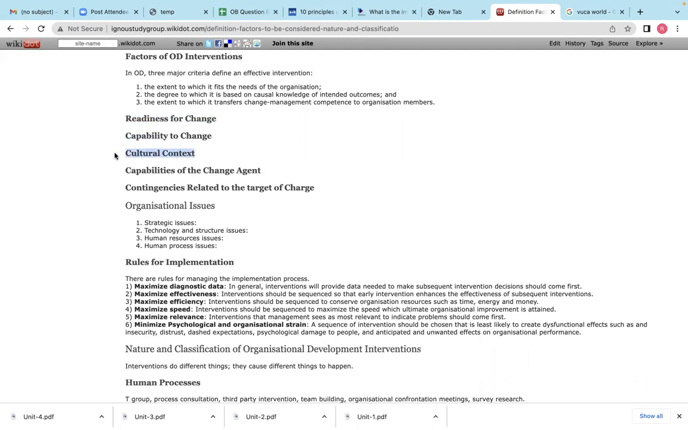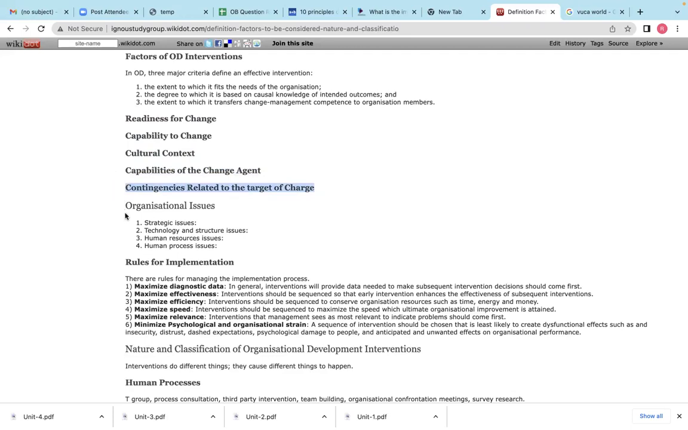Okay, and what is the capability of the change agent? If you remember, yesterday we talked about who the change agent is. This is the important stakeholder who is driving the change. What is his capability? And contingencies related to the target of change. So contingencies are the alternatives related to the target.